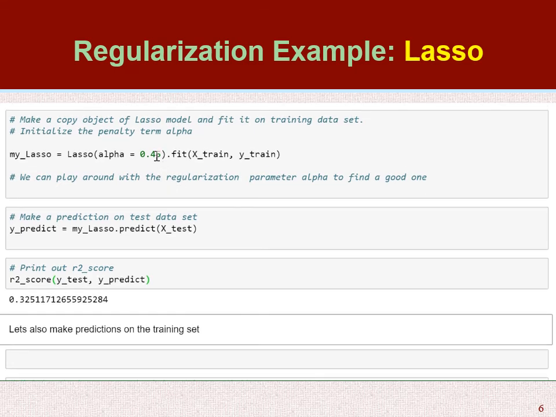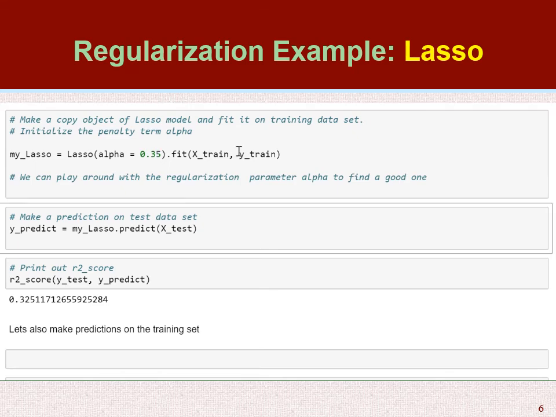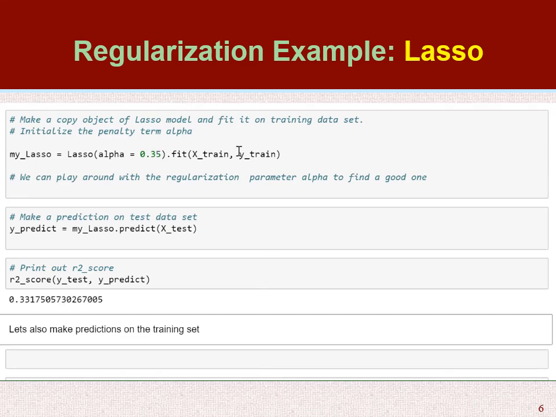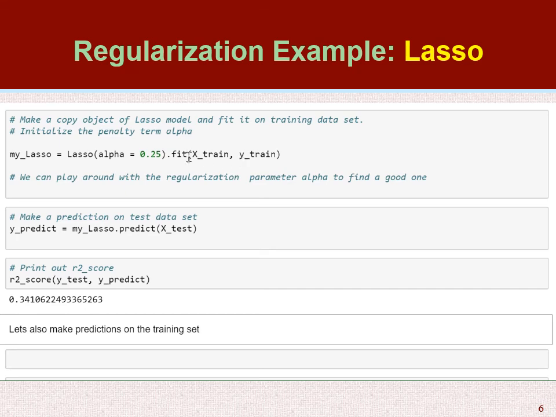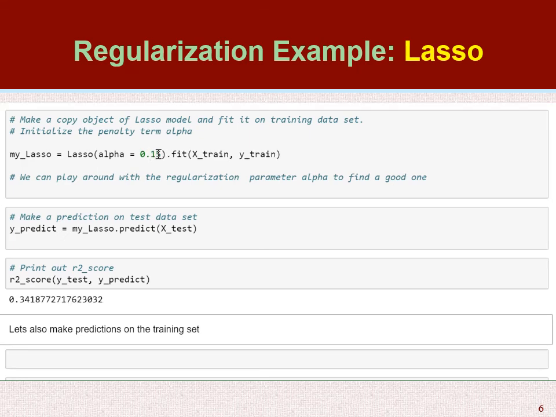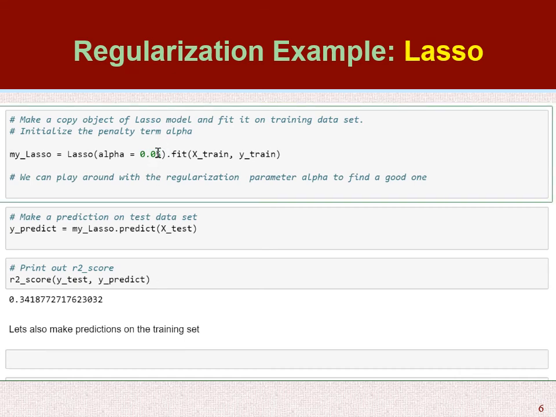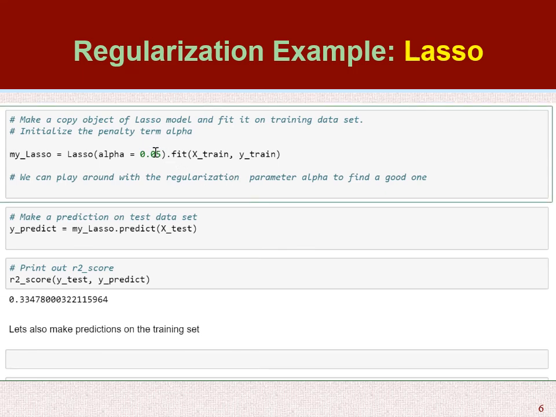Let's try it with different values. I'm going to go with 35%, lower, 33%, let's go lower, 25%. Oh, it improved a little bit. Let's go with 15%. So it's almost the same, about 34. Let's go lower. How about 5%? But it decreased, so I'm going to go back to 15%.